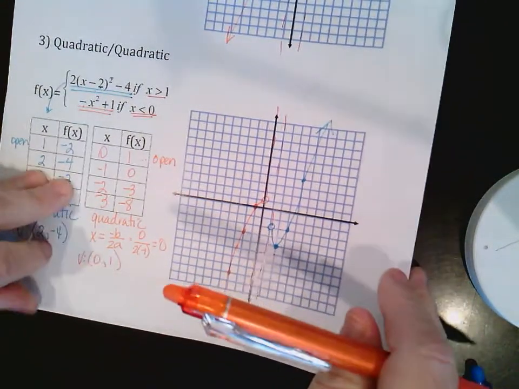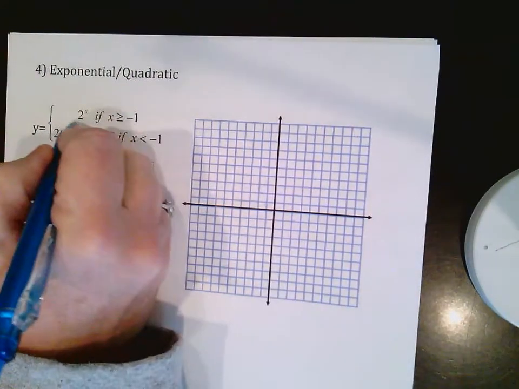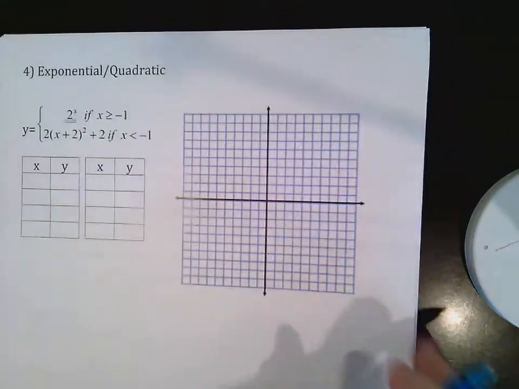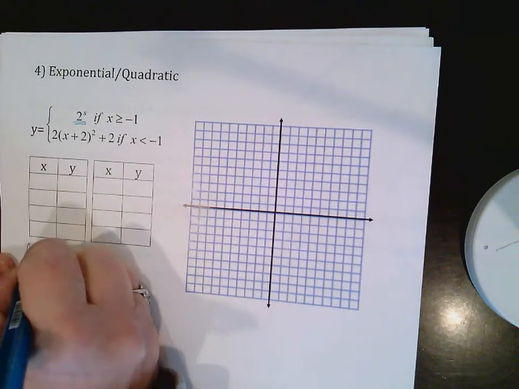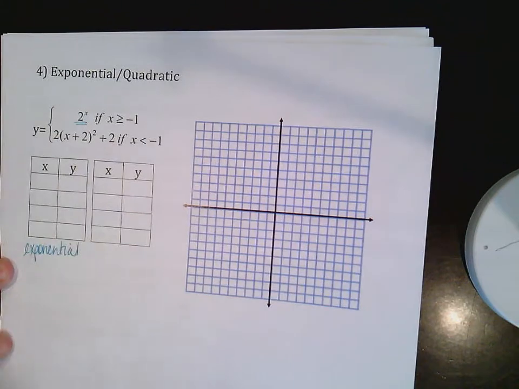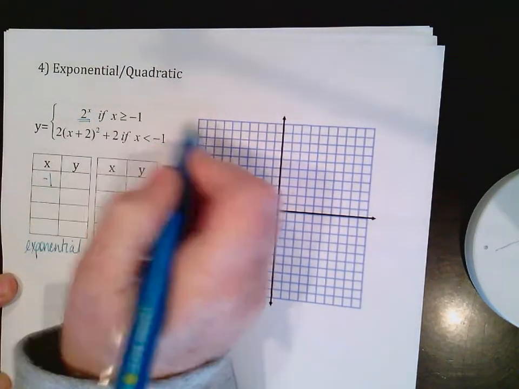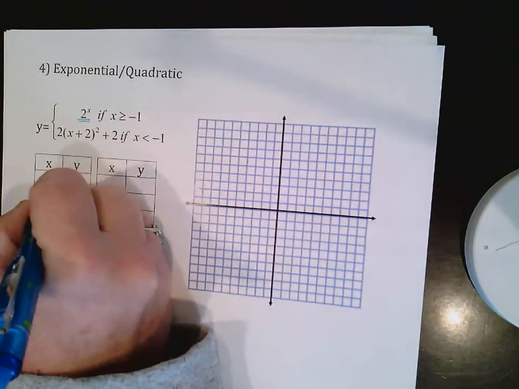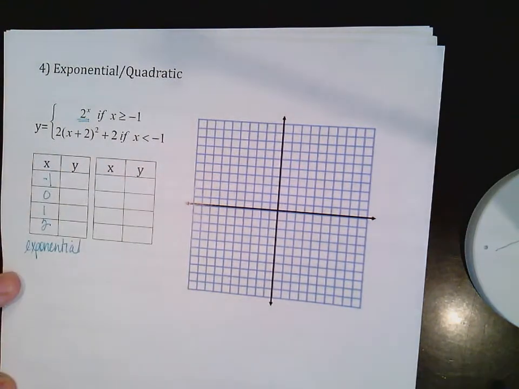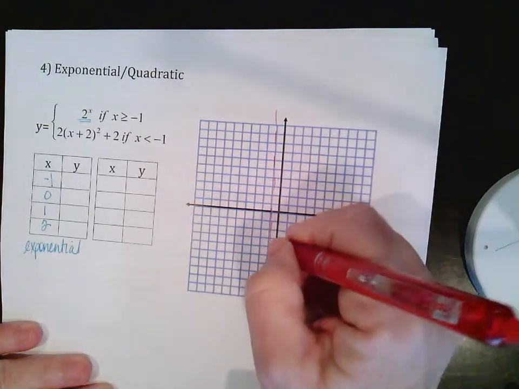Okay, final one. Okay, this one's got just a little bit different. Since my variable is in my exponent, I know that this is an exponential function. I know I start at -1, and all values to the right of -1, so that's going to be 0, 1, and 2. So that means I've got a firewall here at -1 that function is not going to go past.